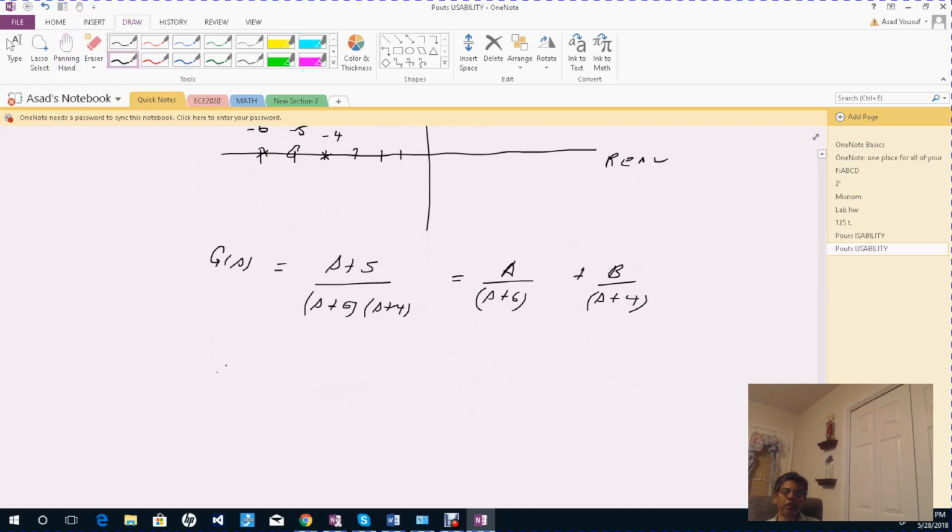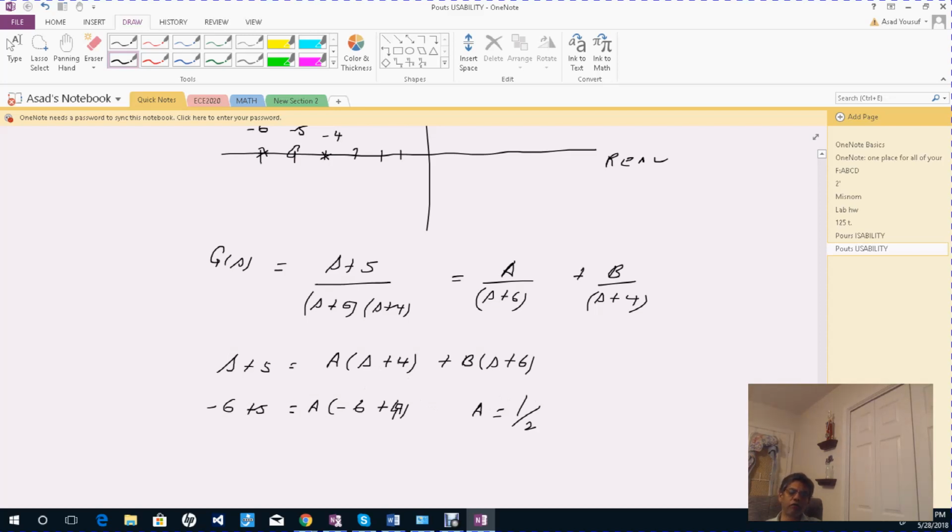So we can say that s + 5 is equal to A times (s + 4) plus B times (s + 6). If that's the case, we can get rid of the B by putting s = -6. If I put s = -6, then you will get A equal to 1/2. That's the math you can do.